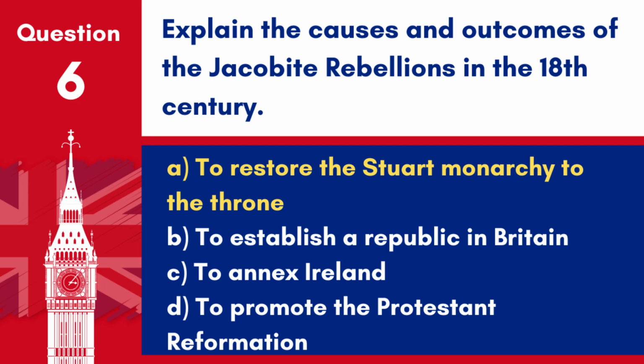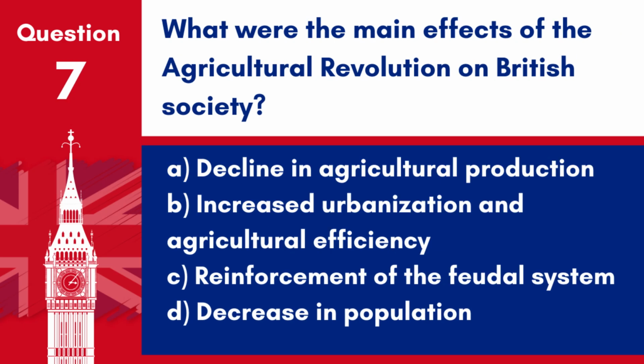The Jacobite rebellions were aimed at restoring the exiled Stuart monarchy to the throne of Britain. Question 7. What were the main effects of the agricultural revolution on British society?